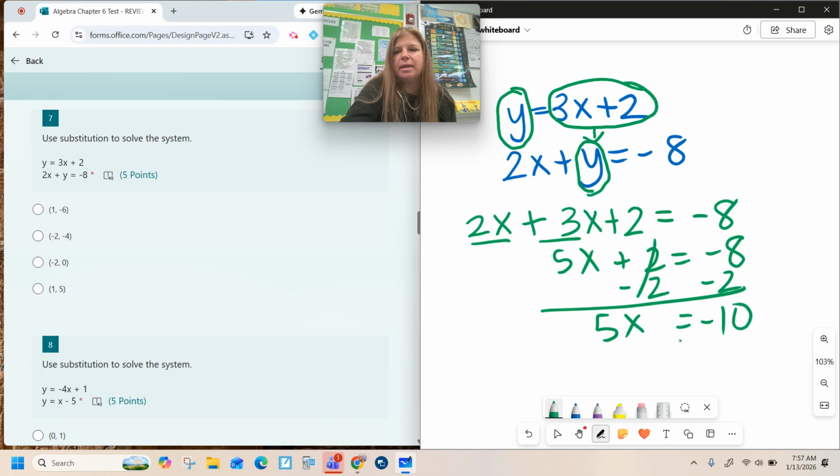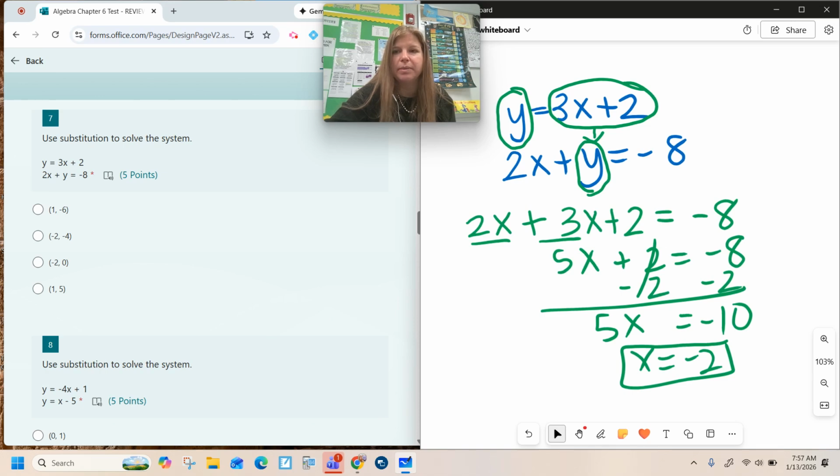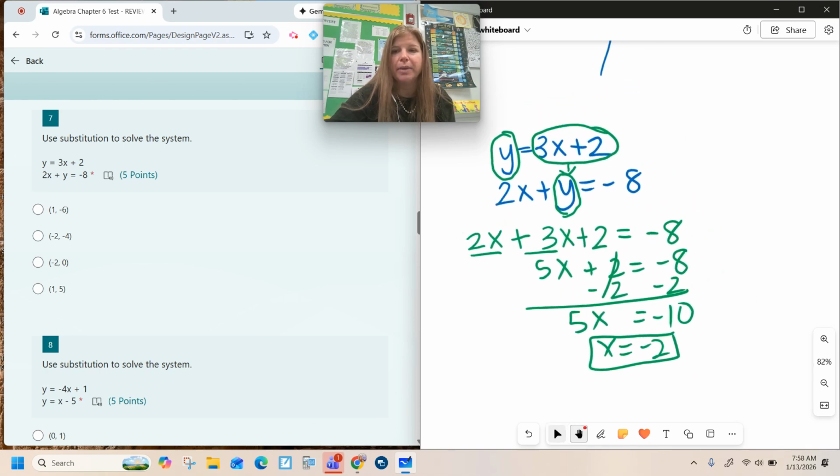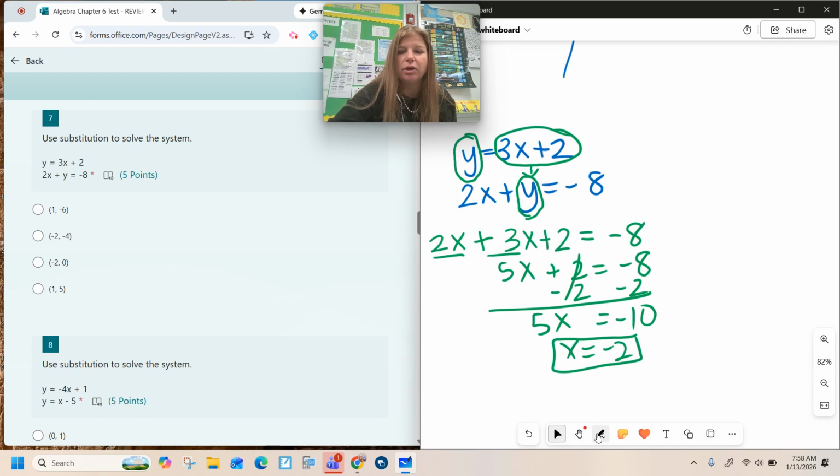And I end up getting that x equals -2. And that's wonderful. I can already see that there are two answer choices that do have an x value of -2. However, the solution to a system, if there is a solution, is an ordered pair. Once I have x, I do need to then solve for y.